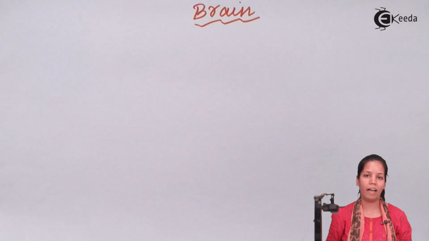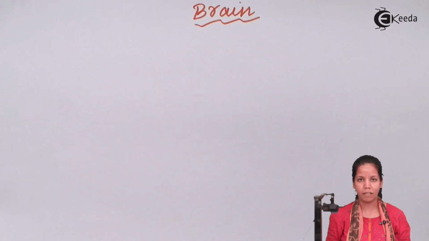And finally, your hindbrain, which is the last part. It consists of cerebellum, medulla oblongata, or simply you say brainstem, and pons varolii. All these parts associate and coordinate effectively to carry out the functioning of the brain.